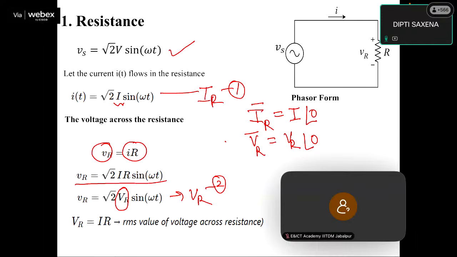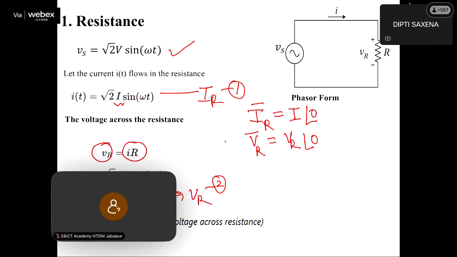Now, when we compare phasors or draw a phasor diagram, we need to decide the reference phasor. The choice is yours. You can take current as a reference phasor or you can take voltage as a reference phasor. Once the reference phasor is decided, all other phase angles are shown with respect to it. So let us take the current as a reference phasor.